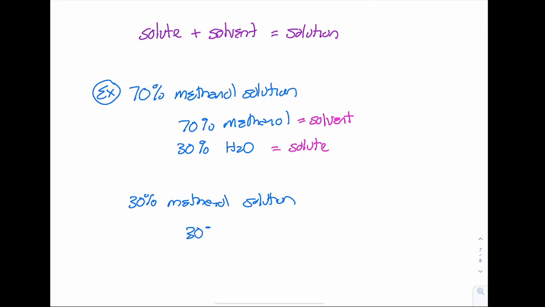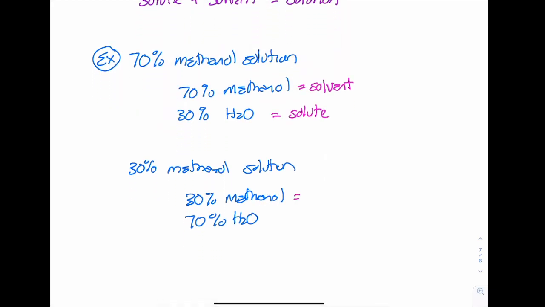So 30% of it is methanol, 70% of it is water. And now if I was to identify the solute and the solvent, they're going to be different than they were before, right? This time, the one that I have less of, my solute, is my methanol, and the one that I have more of, my solvent, is water. So do watch out for that.